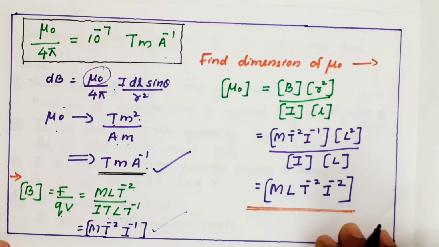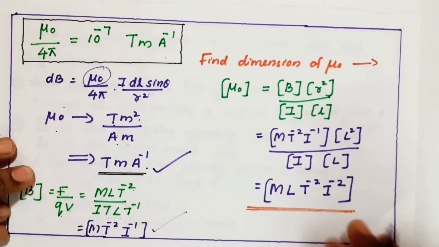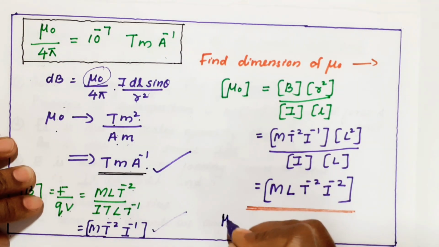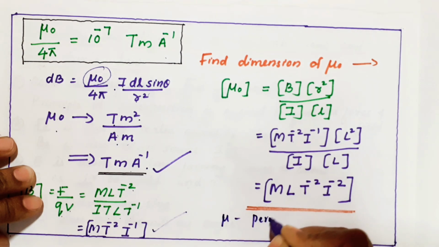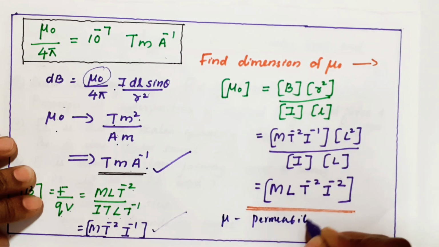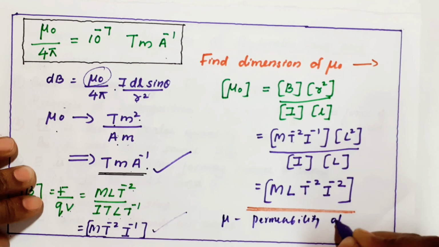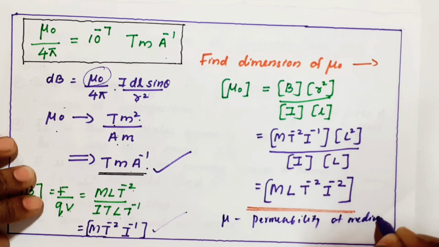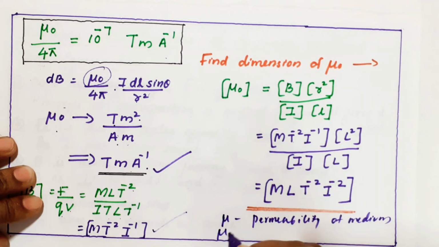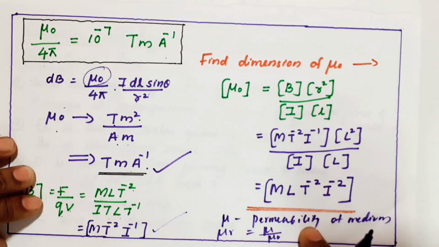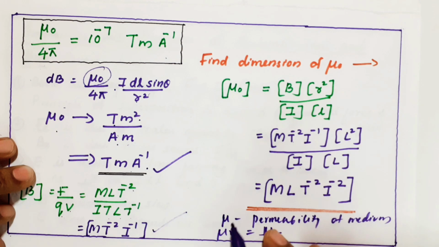Right? Here we can write mu, same like electrostatics. Are you remembering? Mu is called permeability of medium. Another one, mu r is also there. Mu r is mu by mu naught, relative permeability. Same like all the terms we learned in electrostatics, here also they can come. So the terms we will discuss in the next videos.